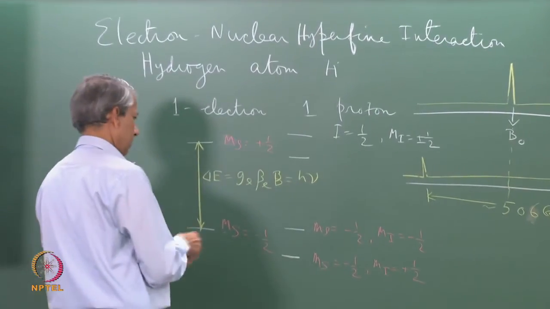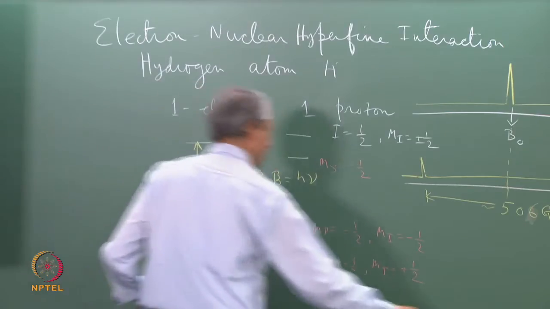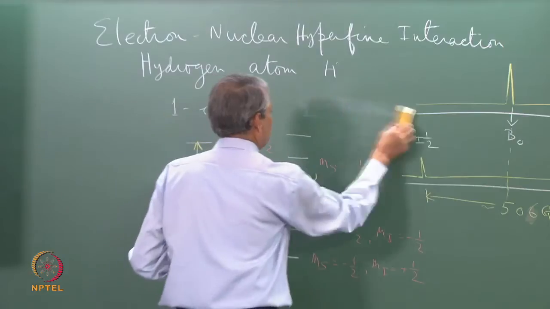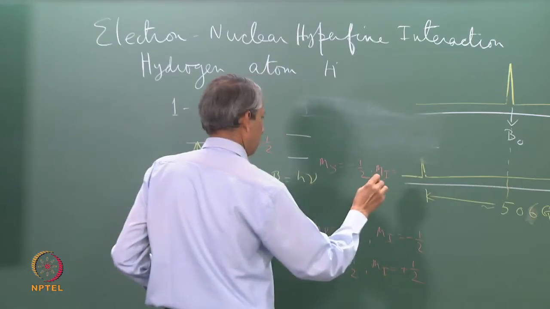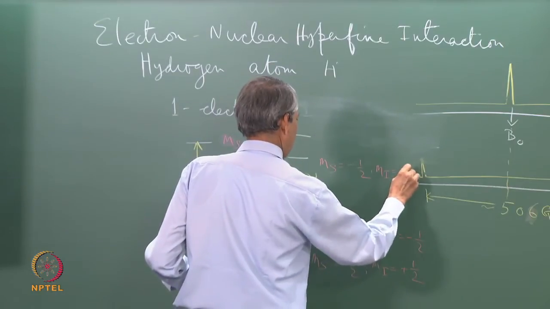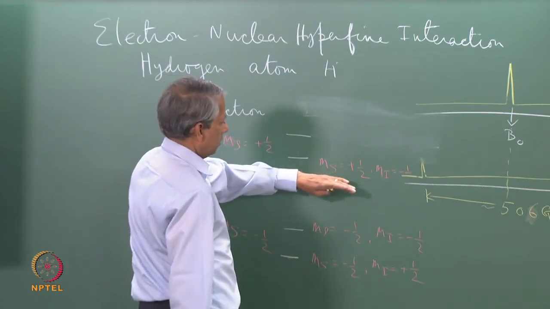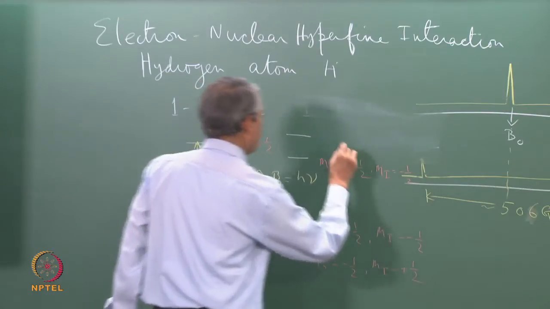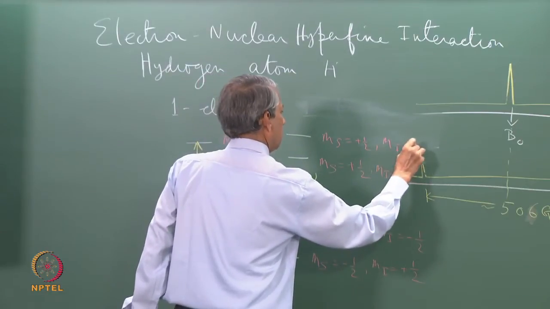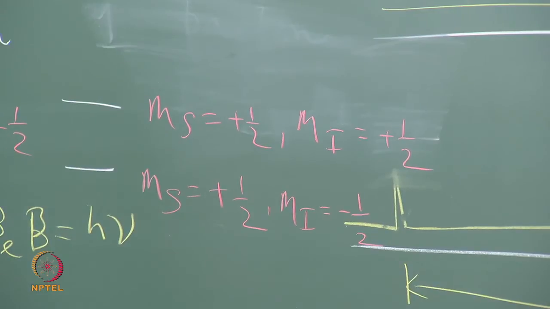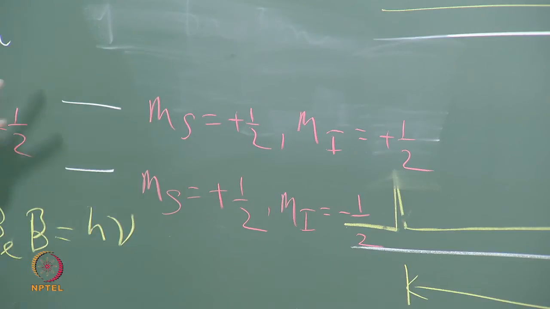Similarly, here ms equal to minus half and mI equal to plus half, ms equal to plus half and mI equal to minus half, and this will be ms equal to plus half, ms equal to plus half there. So, why this arrangement is of this kind, that we will see again later, very soon in fact, but let us take it to be true.